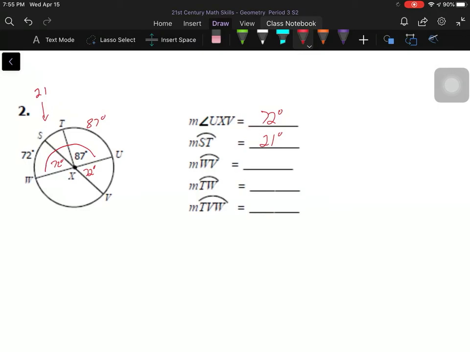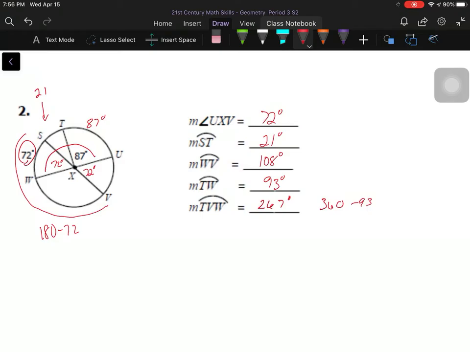The measure of WV, so WV is my leftover piece there. If I take 180 minus 72, that's 108. Again, I looked at this half of the circle. I knew that that part was 72 right here. So 180 minus 72. Arc TW. So TW is going to be 21 and 72, so that's 93. TVW is going to go all the way around. So if I take 360 minus 93, that's 267.